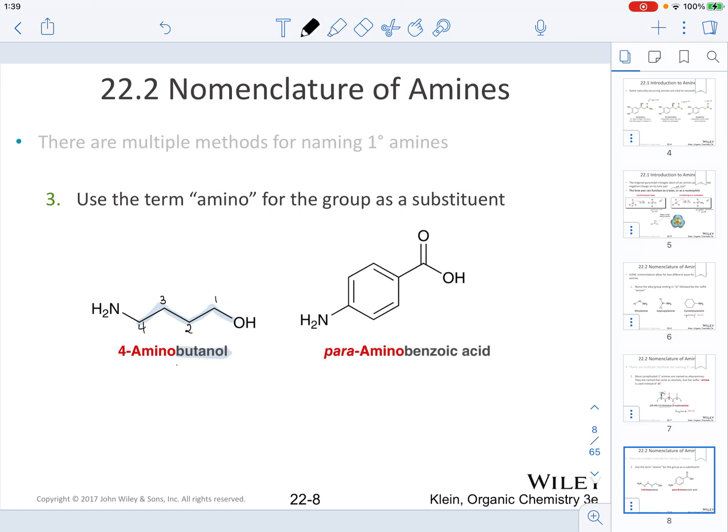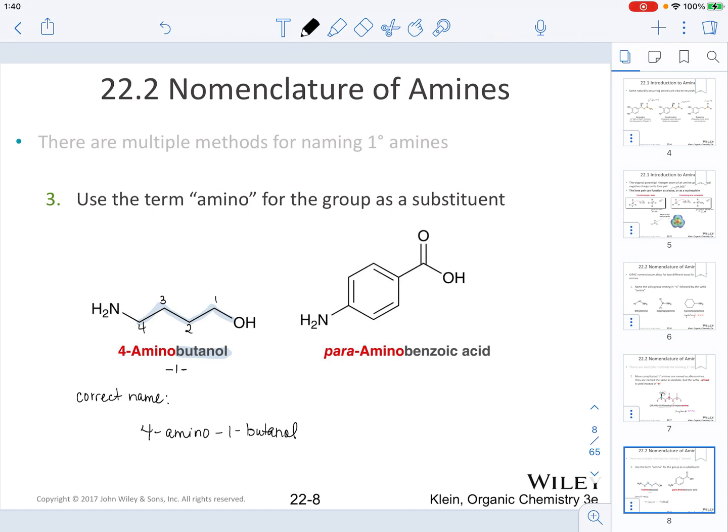In this name, it's missing in the slide, but it should be specified that that OH is on carbon 1, so the correct name should put a 1 in between the word amino and butanol. And on carbon 4, we have an amino group. So the corrected name is 4-amino-1-butanol.